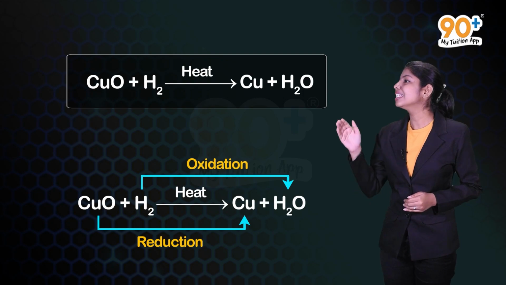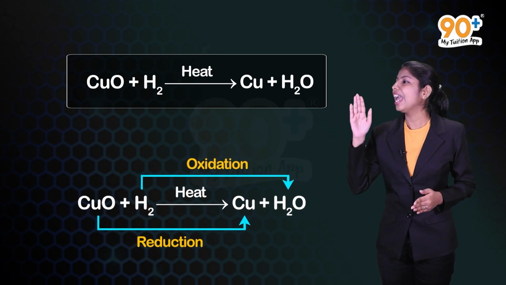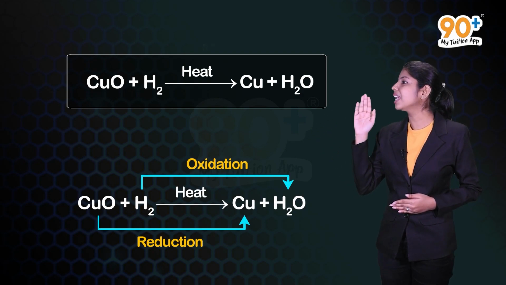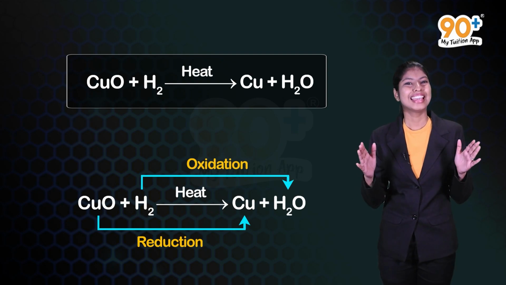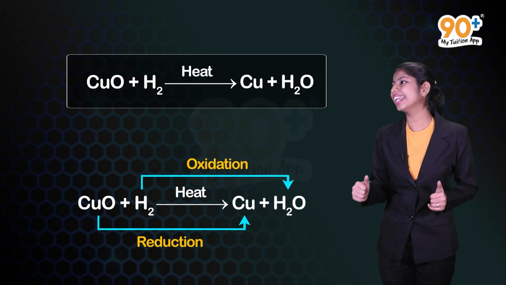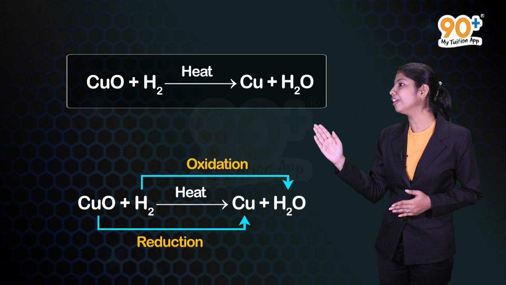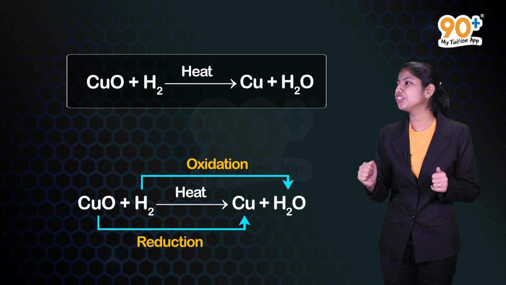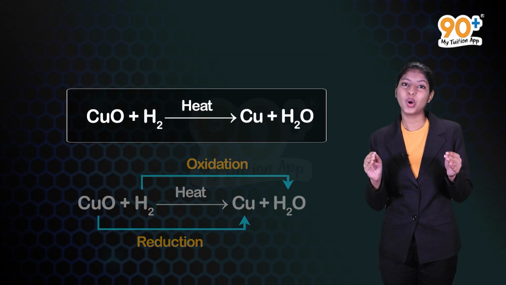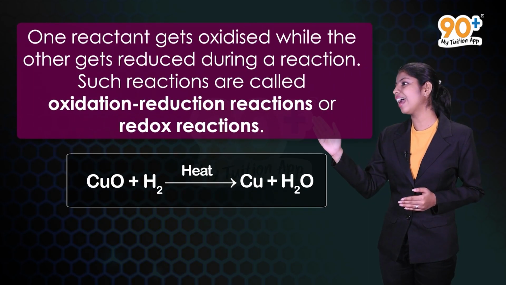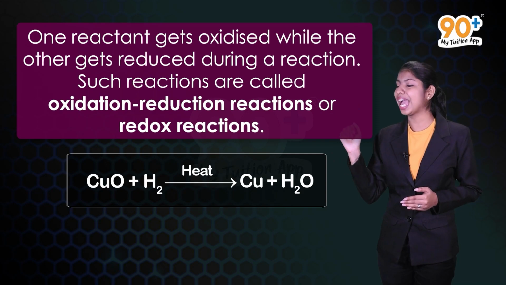Here we can see CuO on reduction gives Cu, and H2 on oxidation gives H2O. So this is a redox reaction. In other words, we can say that copper oxide is losing oxygen and is being reduced, and the hydrogen is gaining oxygen and is being oxidized. Or we can say that one reactant gets oxidized while the other gets reduced during a reaction.